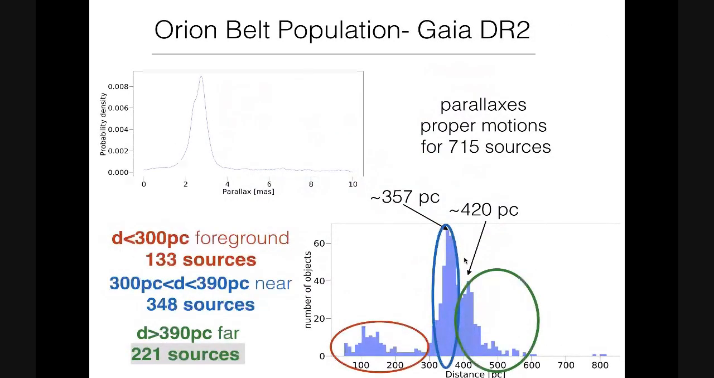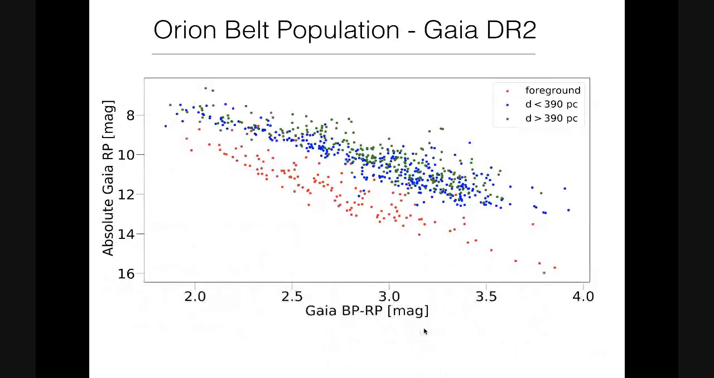In the end, we cleaned our sample, removing the foreground population, and we started to work with what we call the near and far populations of OBP. Based on color magnitude diagrams, the foreground population separates perfectly if we use absolute brightnesses from Gaia. Unfortunately, the far and near populations, where we made an artificial cut at 390 parsecs, don't separate so nicely. The difference between them is not statistically significant.